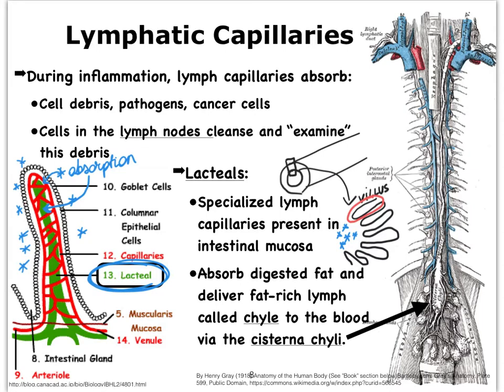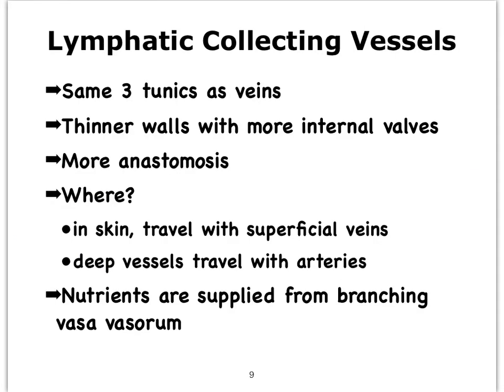So lymphatic capillaries are very thinly walled, made up of simple squamous epithelial tissue called endothelium, just like our blood capillaries. The bigger vessels, the lymphatic collecting vessels, are very similar to veins. So we're going to see the three typical tunics. Remember your tunica intima, your tunica media and externa. They have valves. They're even thinner walled than the veins, and there's even more anastomosis than we see in the case of the veins.